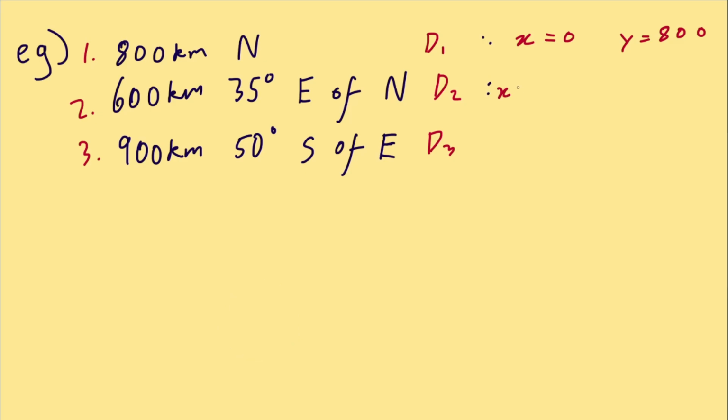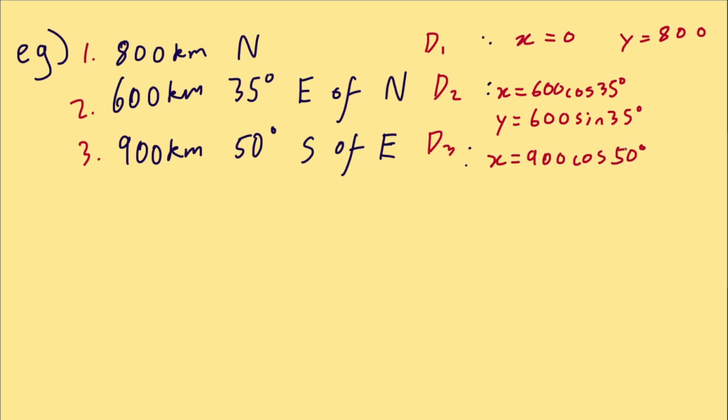Next, D2 has an X component of 600 cosine 35 and a Y component of 600 sine 35. Finally, D3. D3 has an X component of 900 cosine 50 and the Y component is 900 sine 50. There's all our components and we just have to add it all together. But we can't forget this. This Y here is going to be negative because he's traveling south. Now we're ready. We just have to add all of these X's and Y's together.